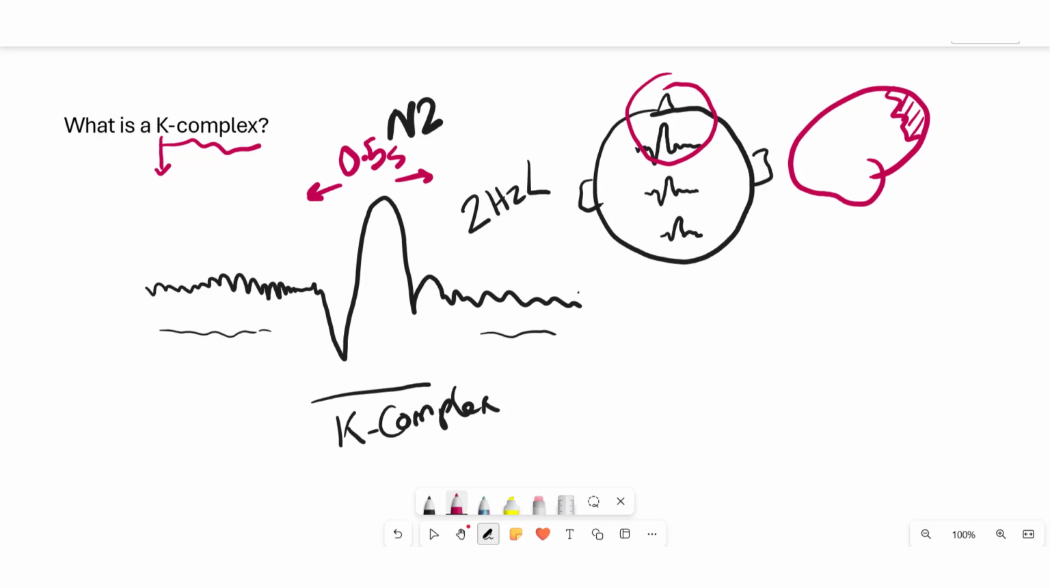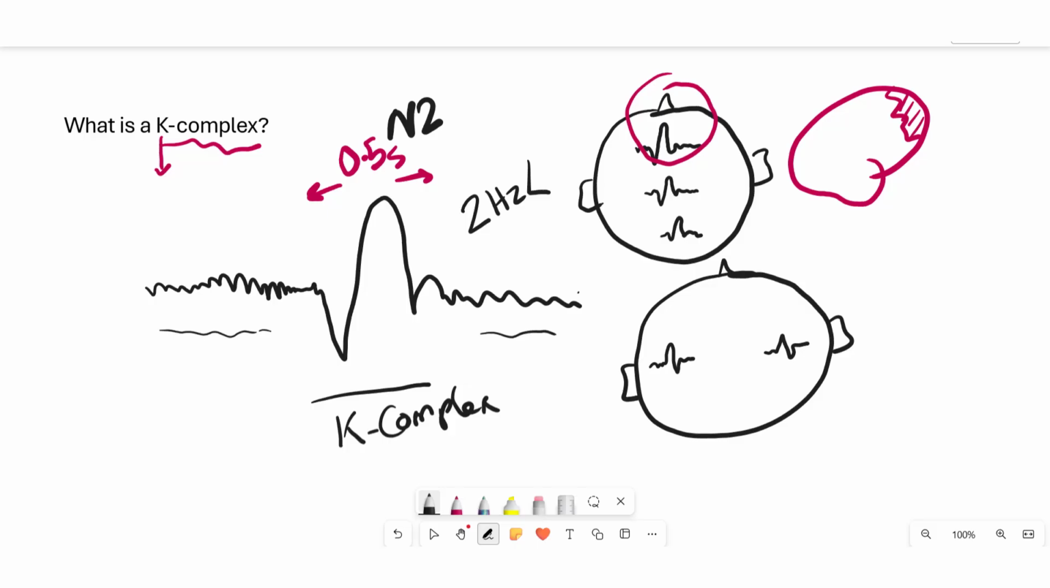Another thing that is good to know is that this wave does not show much difference between the two hemispheres. So for example, if we have again our topography and we are comparing, for example, the K-complex in the left and in the right hemisphere, there's not that much difference between the two hemispheres. For example, if you look at electrodes C3 and C4 here, their shape and their amplitude are very similar, and there's no strong asymmetry between the two hemispheres.